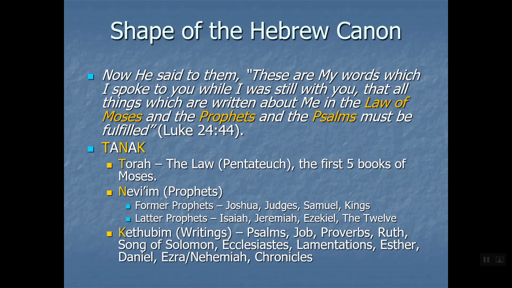But these are the divisions. Torah, Nevi'im, and Ketuvim, which are the writings. Those include the wisdom literature: Psalms, Job, Proverbs, Song of Solomon, Ecclesiastes. It also includes Ruth, Lamentations, Esther, Daniel, Ezra, Nehemiah, which are considered one book in the Hebrew canon, and Chronicles.